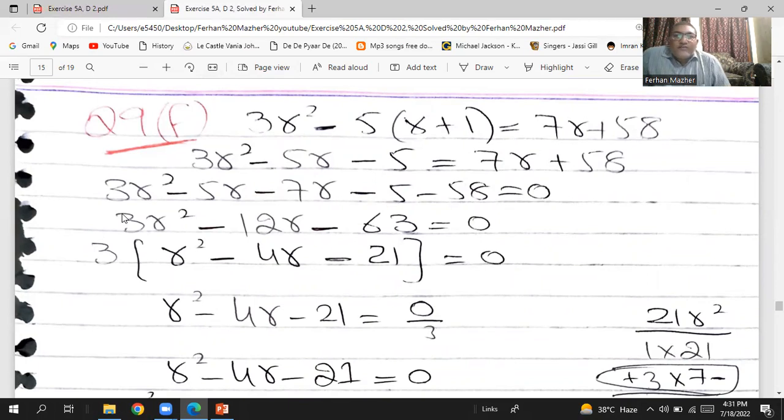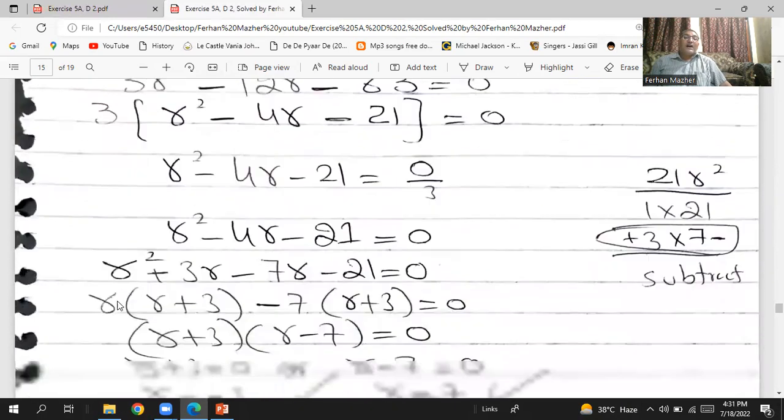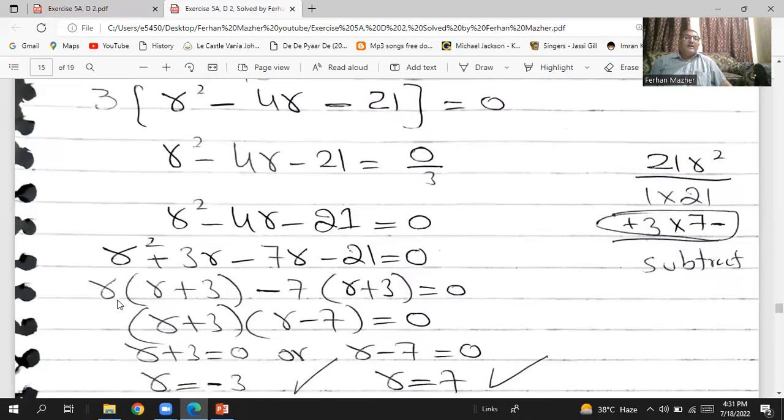So from these three terms, you can see the 3 is common. So we will take the 3 common. So 3[r² − 4r − 21] = 0. That 3 will go to the other side and divide the 0. So 0 divided by 3 is 0. So you are left with r² − 4r − 21 = 0.